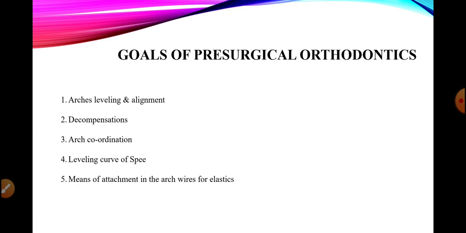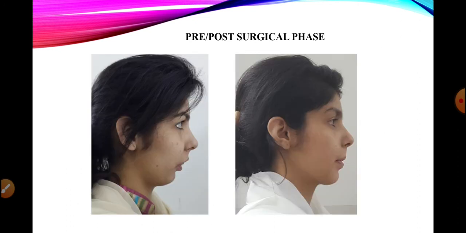For example, if there are any dental compensations that are present, they are first decompensated in this phase. The arches are coordinated and leveled, and the wires and elastics are attached. Then this is a pre and post-op picture of a patient who underwent surgical orthodontics.